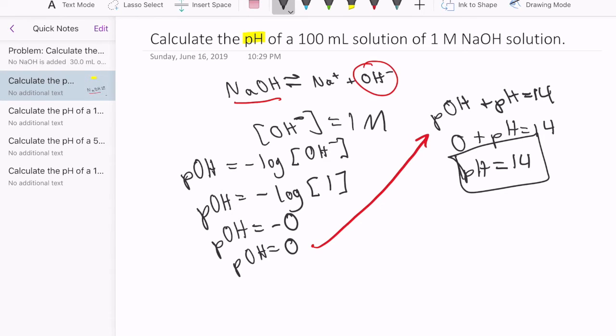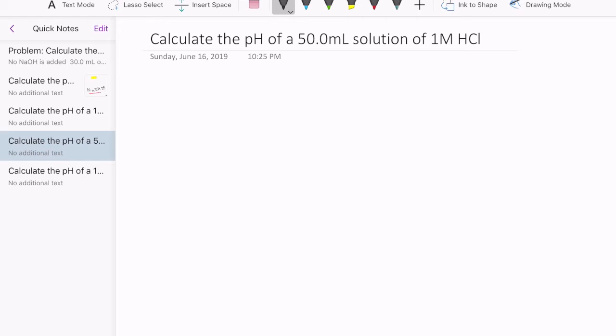So the next question we have is to calculate the pH of a 50 milliliter solution of 1 molar hydrochloric acid. For this question, we'll be treating it similarly to the sodium hydroxide question, but this time we'll be dealing with pHs rather than pOHs, and because of that, we won't have to deal with that second step in the sodium hydroxide question, where we had to say the pH plus the pOH equals 14. So we're going to start off with the equation, as always. HCl dissociates into H+ ions, and of course chloride ions.